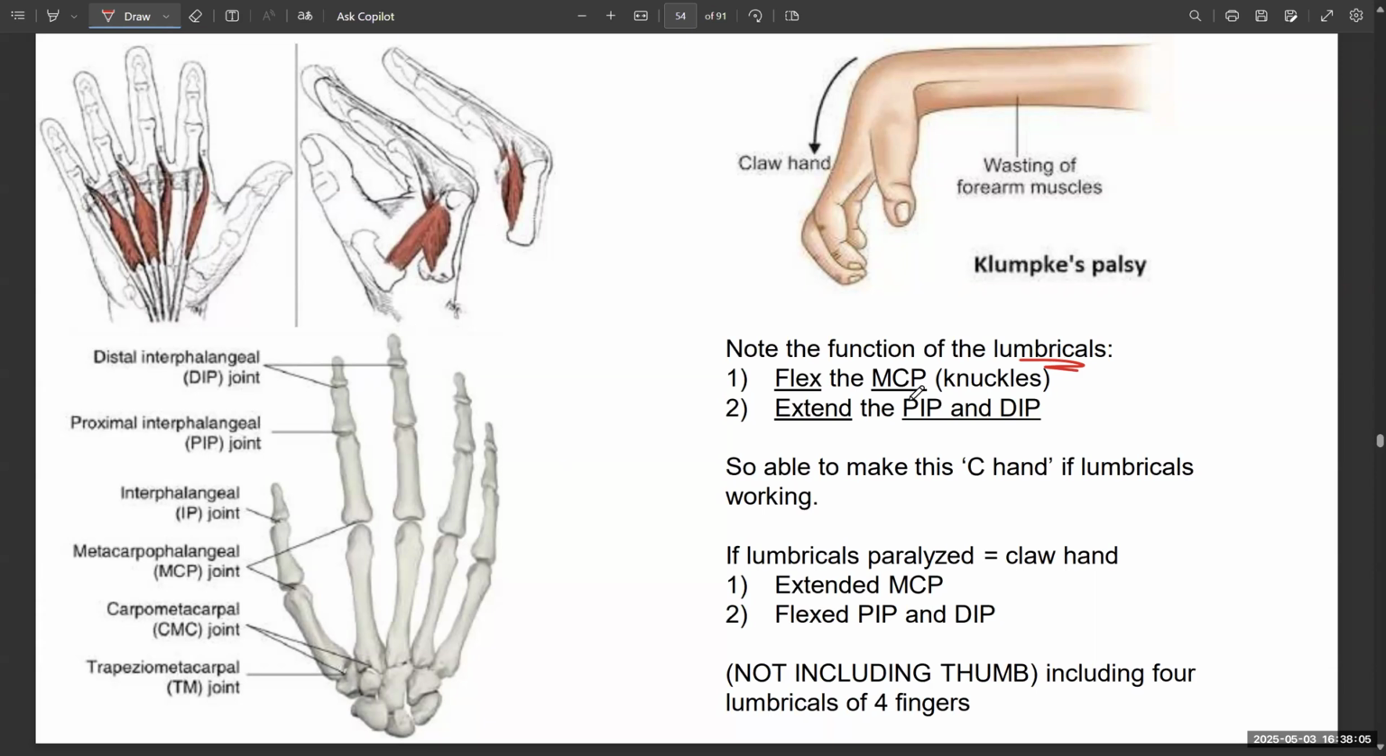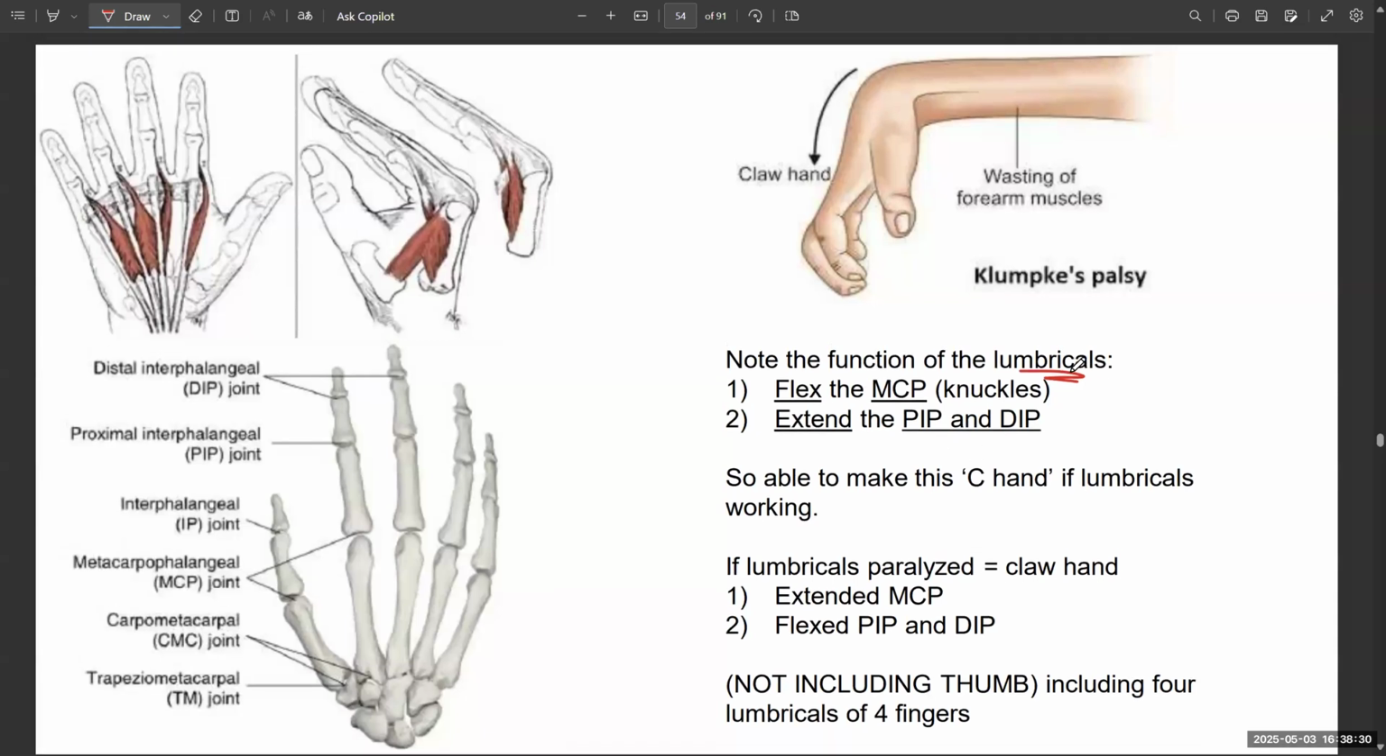What they do is that they flex the metacarpophalangeal joints, so the knuckles, basically. When you punch someone, you use your knuckles. And the lumbricals extend the PIP and the DIP, the proximal interphalangeal joints and the distal interphalangeal joints. So I will just use the abbreviations here. The lumbricals flex the knuckles and they extend the PIP and the DIP. If your lumbricals are working fine, you can make this gesture.